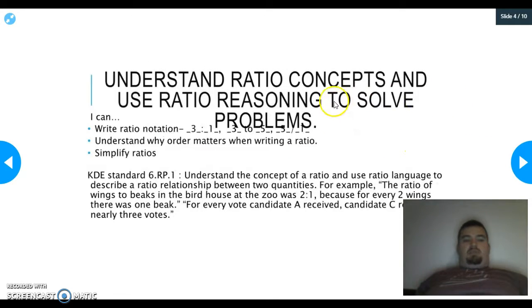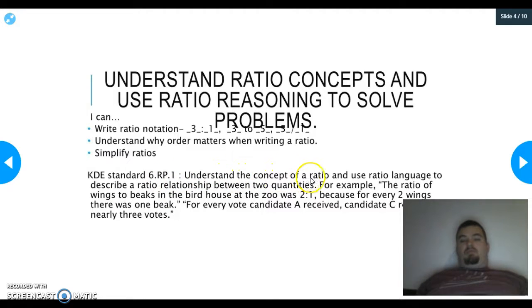Understanding ratio concepts and using ratio reasoning to solve problems. Basically, it's kind of jumbled together. I tried to fix it, but it wouldn't let me. Basically, we want to say I can write ratio notation, for example 3:1 or 3:5 or 3/1, and I can understand that order matters when writing a ratio, and I can also simplify ratios.